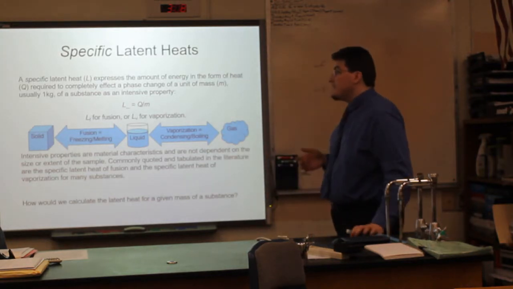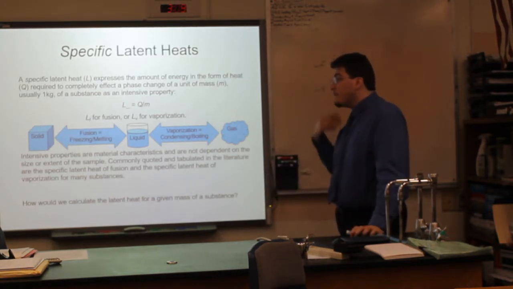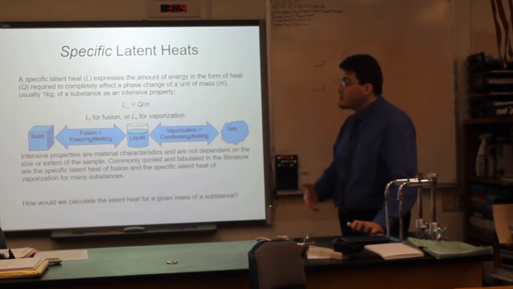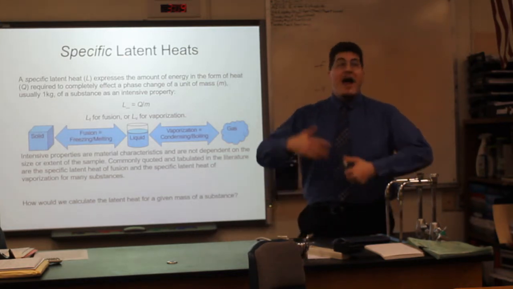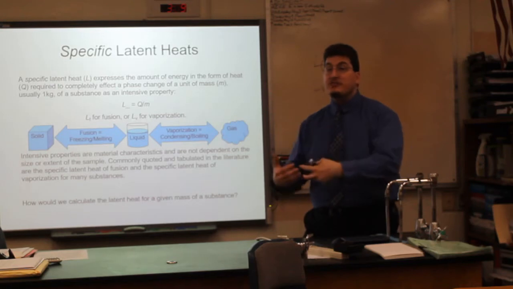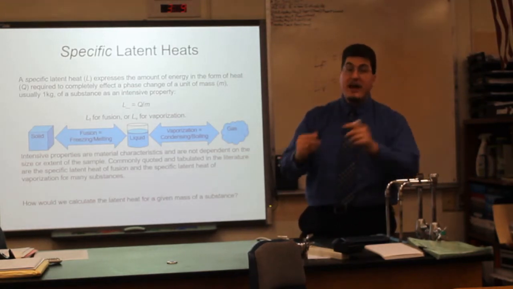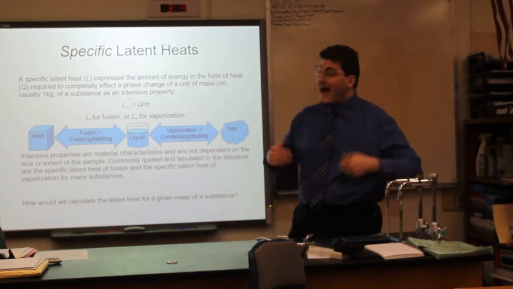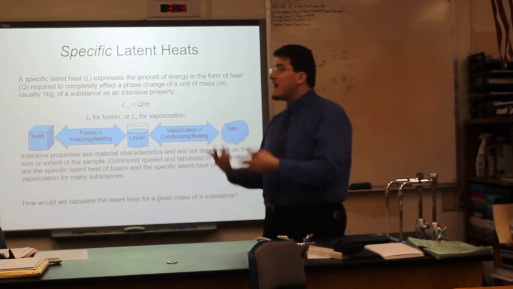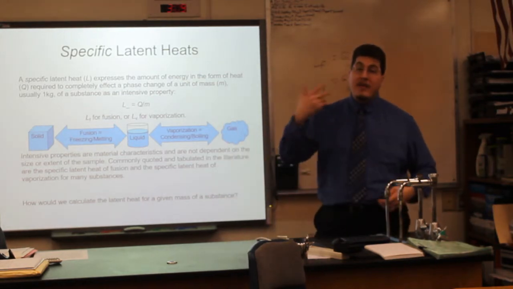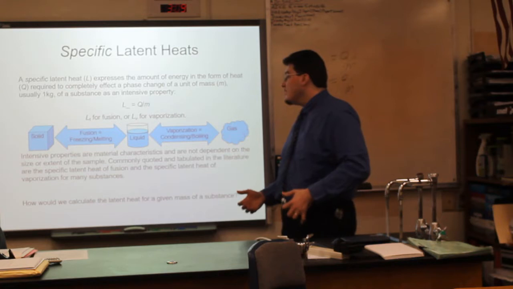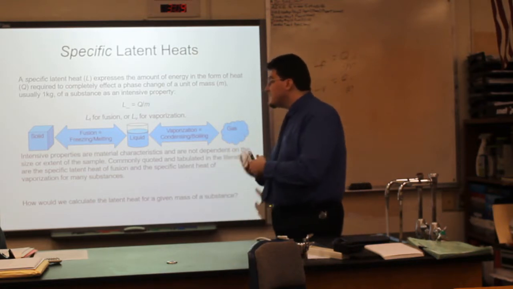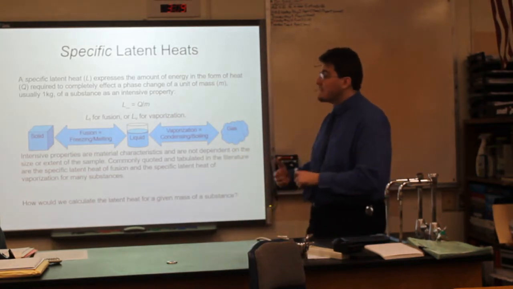Commonly quoted and tabulated in the literature are specific latent heats of fusion and the specific latent heat of vaporization for many substances. So, how much energy is required to change its phase from solid to liquid and from liquid to gas, adding heat, that is often tabulated as an intensive property of that substance. So, how do we calculate the latent heat for a given mass of a substance?